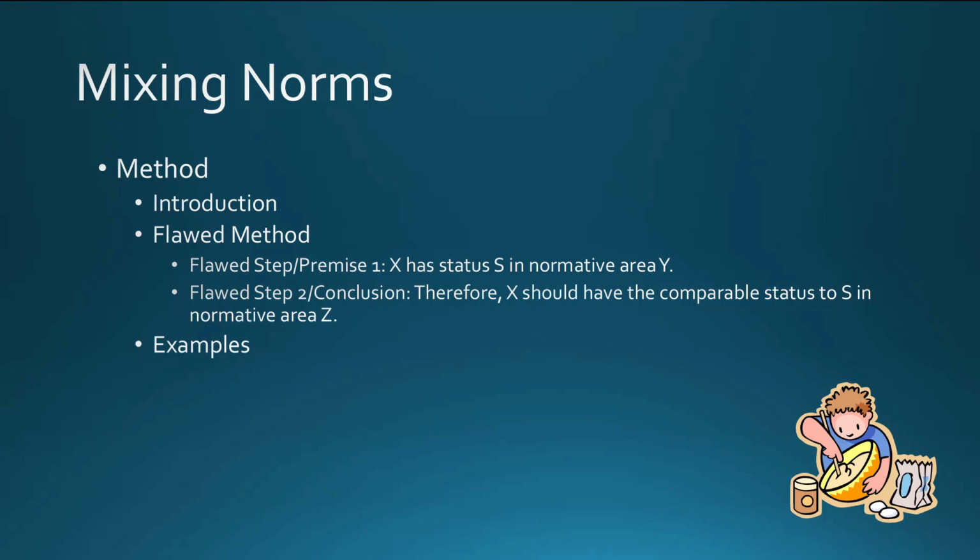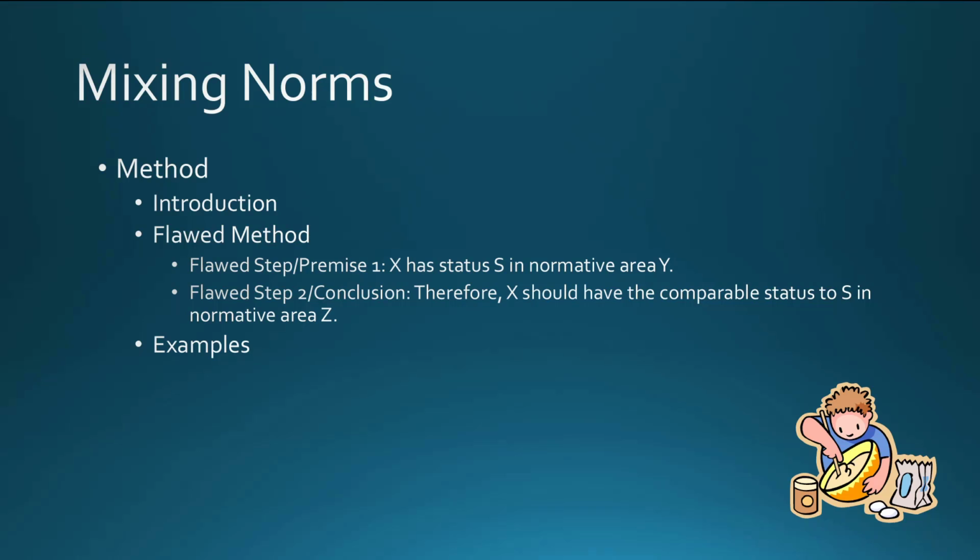Now, it is, of course, possible to rationally, logically, and philosophically go from one normative area to another. But not surprisingly, people often use a flawed method, a method that does not logically justify the movement from one area to another. To lay it out in formal terms, it's essentially a two-step argument, with one premise and one conclusion. And that's where the problem lies. The move is too quick and unjustified.